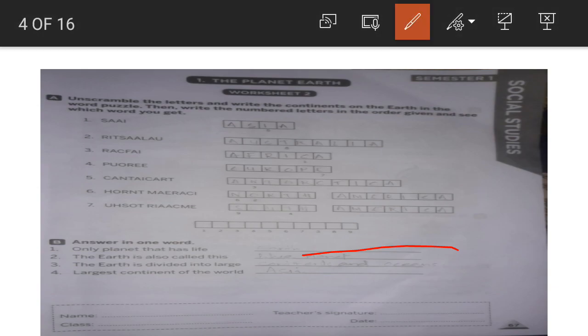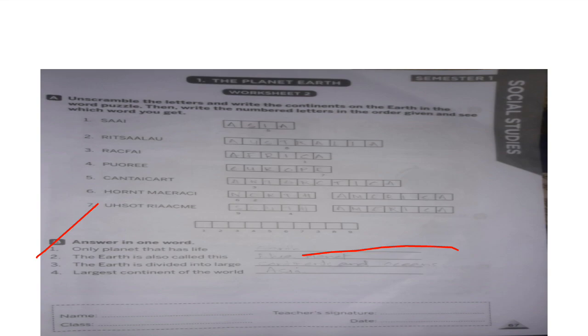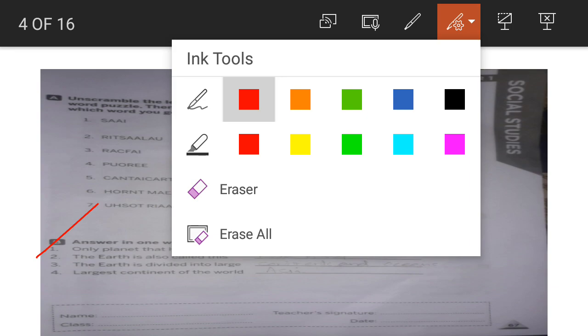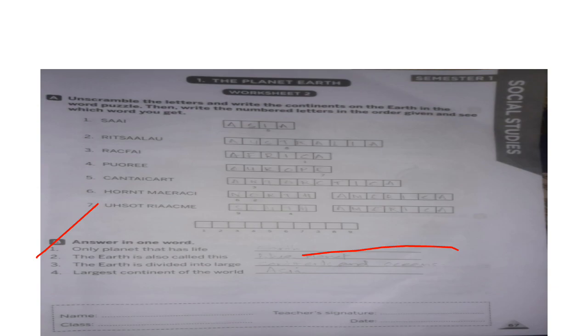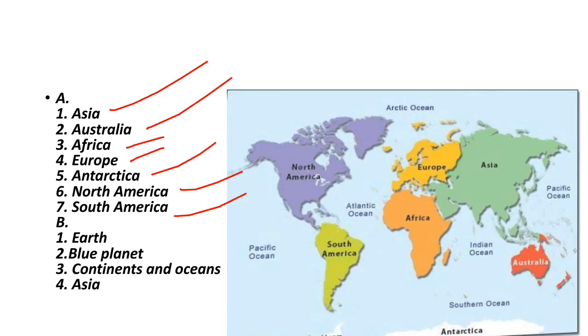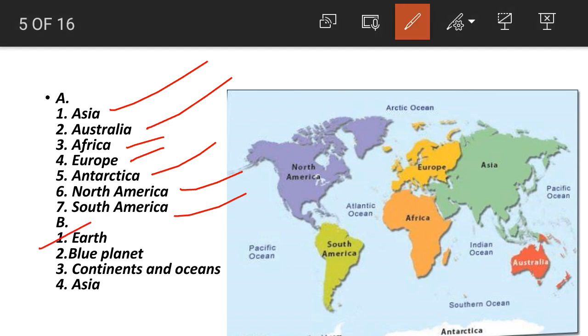Next, exercise B. Only planet that has life. There are 8 planets including the Earth. Among all the 8 planets, only Earth is the planet where life is possible. So only planet that has life is, what is the answer? The Earth. The answer is Earth. Next, question number 2.